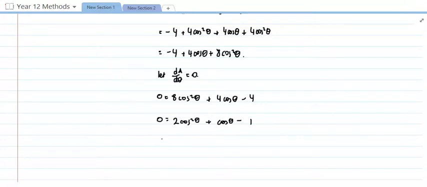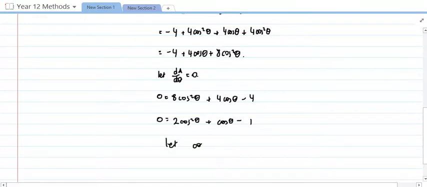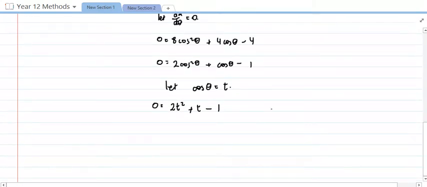Okay, so what I'm going to do to solve this is make it so that cos theta is basically x in this case. So I'm just going to say let cos theta equal, let's use a letter we haven't used yet, t. So what we actually have is 0 equals 2t squared plus t minus 1. This is just a quadratic equation to solve, so we just factorize it using old factor law.